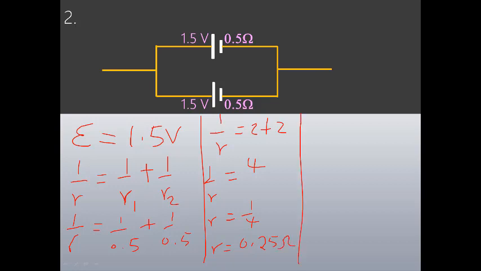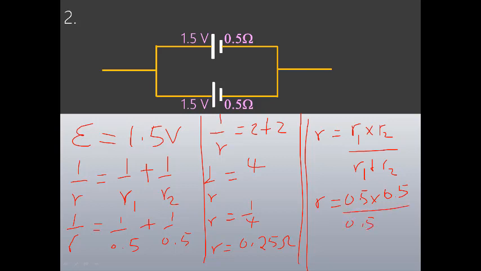But on the other hand, you can use our formula: R is equal to the product over the sum, R1 times R2 over R1 plus R2. That will be R is equal to 0.5 times 0.5 over 0.5 plus 0.5, which will give you R is equal to 0.25 over 1, which is 0.25 straight away.